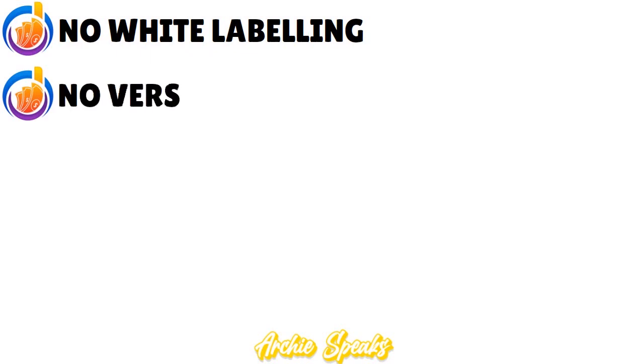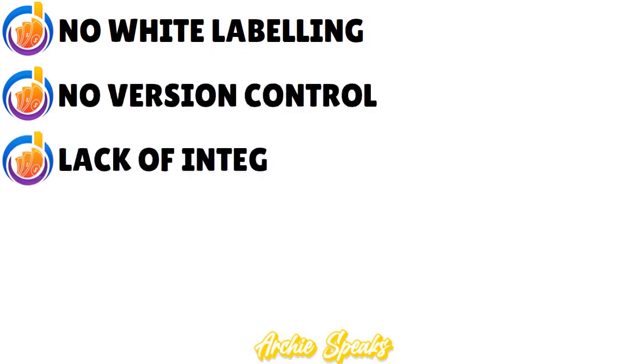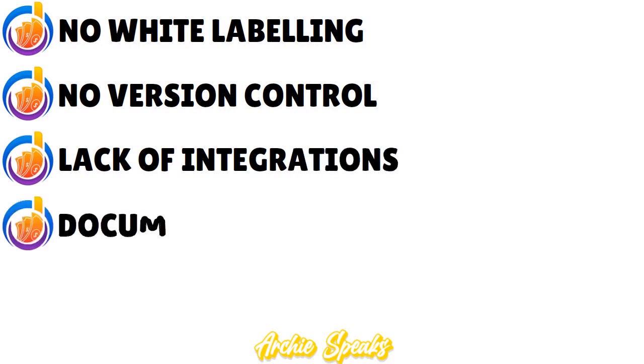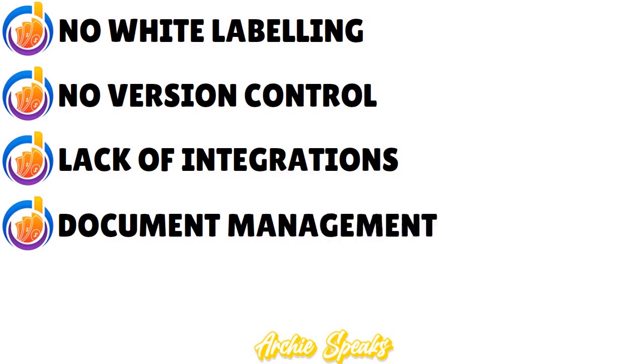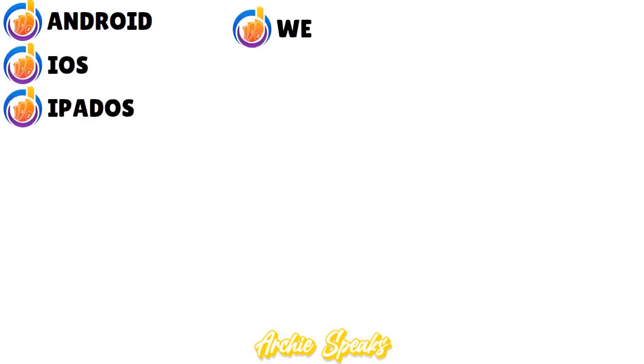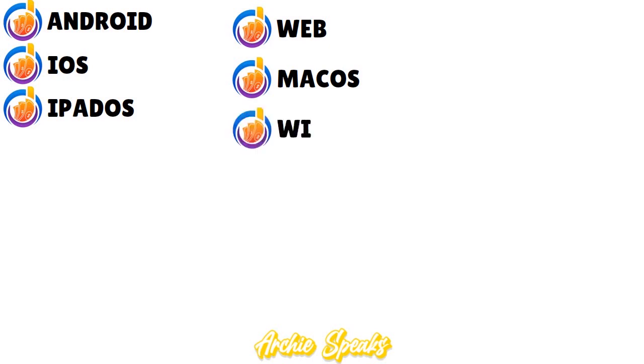So, okay, this is really good. Now, one thing I want to say is that when you think about Axel Go, some of the things that we don't like are that there is no white labeling, there's no version control, and there are some very critical integrations lacking. But when you think about this product, you have document management, and there are some apps that you can really avail yourself of. You have Android, iOS, iPadOS, web, macOS, and Windows.